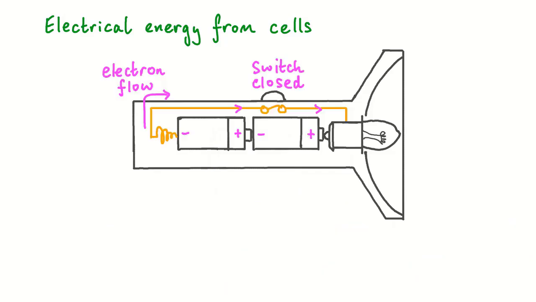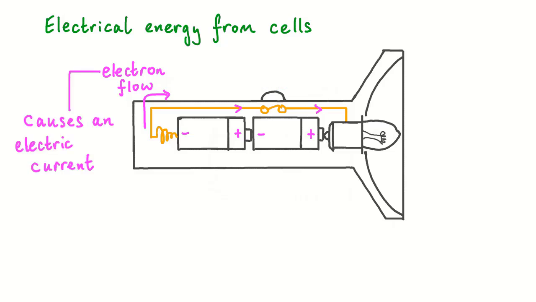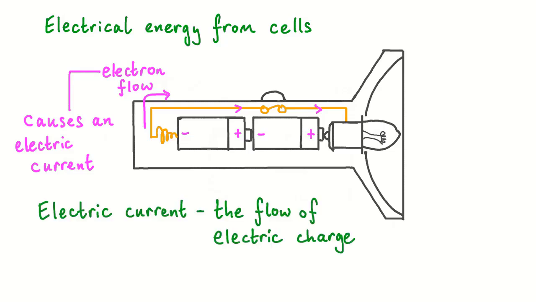When the circuit inside the flashlights is completed by closing the switch, electrons flow around the circuit as a result of spontaneous chemical reactions in the cells. The flow of electrons results in an electric current. Since electrons carry an electric charge, an electric current is a measure of the rate of flow of electric charge.